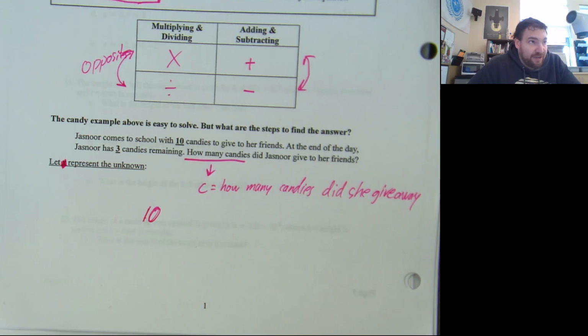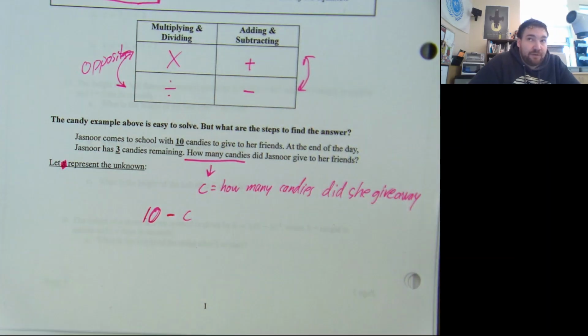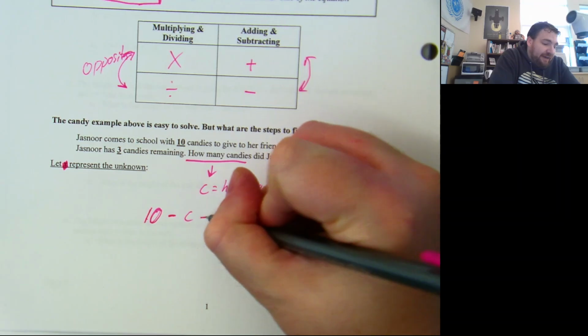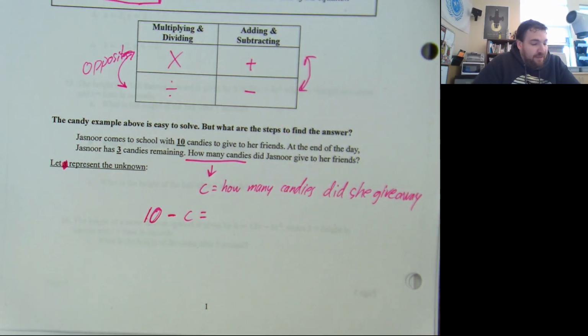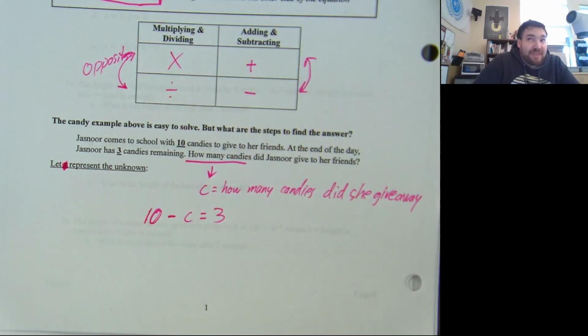Giving candies away is representative of what mathematical operation? It is subtraction. She gave away some candy. We don't know how much candy, so we're going to call it C. I mean, we do know. Scarlett already told us it's 7, and she's right. And we're told that after she gave away a bunch of candy, the amount that she had left over was 3. And so this is the thing we want to solve. We want to get C by itself here.